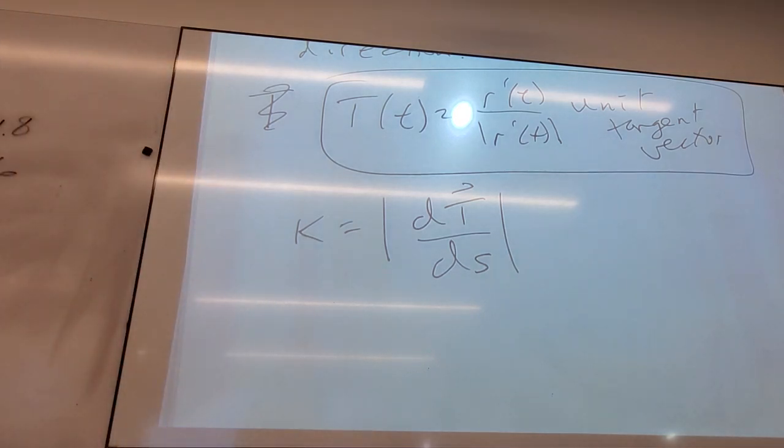So remind me, T is r prime divided by the length of r prime, correct? That's a function of little t, correct? Yeah. And this thing wants me to do a derivative with respect to s. You guys see the issue with this? This is what I call a conceptual formula, and now we're going to improve it.